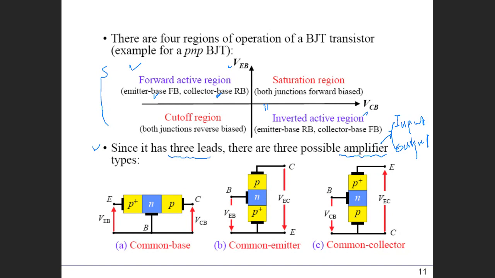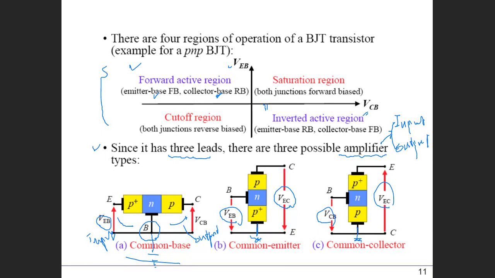For example, let's say the base works as the common between input and output. If we put the emitter and base as the input, and the collector and base as the output, we call this the common base configuration. If we choose the emitter as the common, then base and emitter work as the input, and emitter and collector work as the output. If you choose the collector as the common, then collector and base work as the input, and emitter and collector work as the output.